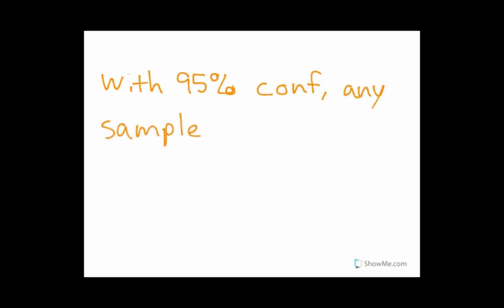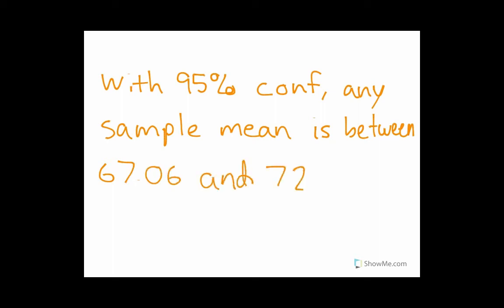So what does this tell us? It says, with 95% confidence, you would expect a sample mean to be within that interval. So it's between the lower limit first, 67.06, and 72.94. That's what a confidence interval tells you, and that's how to calculate it with a z-score. Using a t-score, it's a little different. You just have to use the t-table, but otherwise it's the same. I hope this example helped.